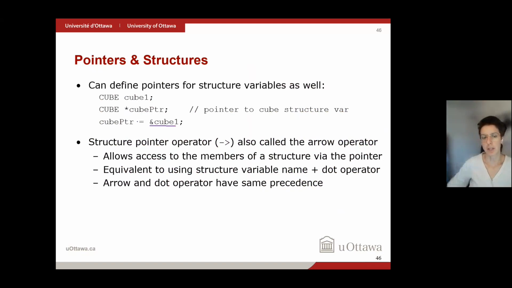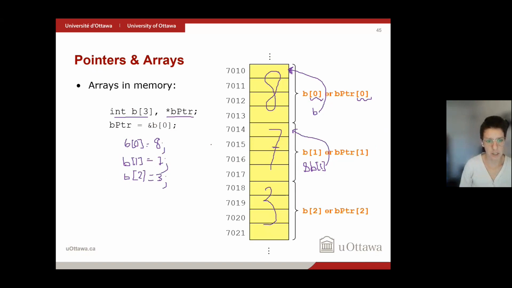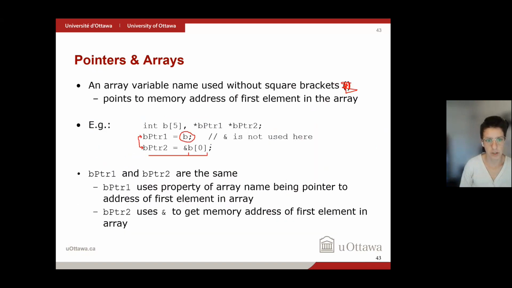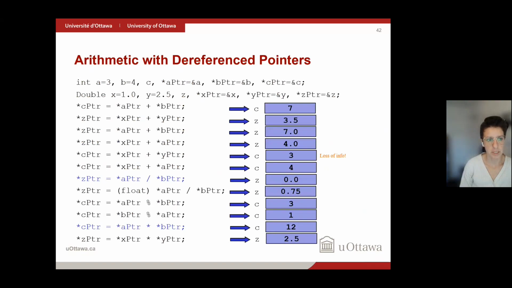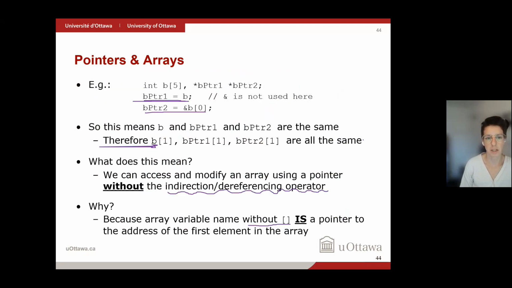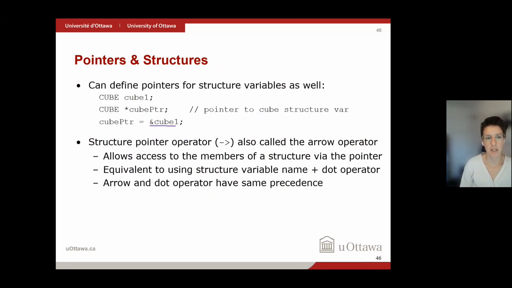So if I want to access the contents of the address stored in a pointer, I use my dereferencing operator, my star. However, how do I access the parameters stored inside my cube? So it's called the structure pointer operator, and it looks like a dash with an arrow.